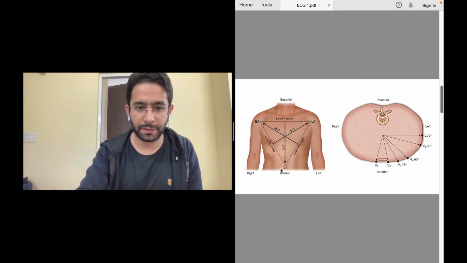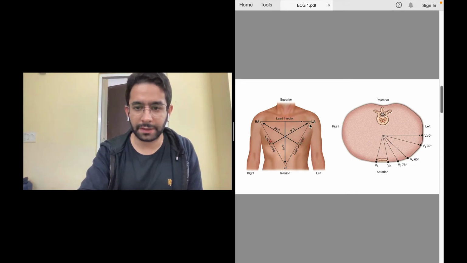Of course, it's not the left foot of this picture, but it's just to remember that they form a sort of a triangle in which lead 1 connects right arm and the left arm, directed from right arm to the left arm. So left arm is positive, so the vector is directed from right to left. Lead 2, which connects right arm and left foot, is directed from the right arm to the left foot because left foot is positive, right arm is negative.